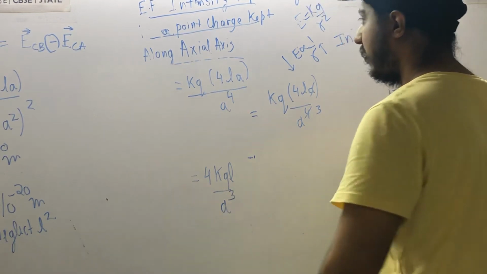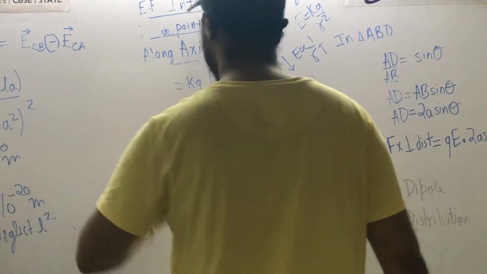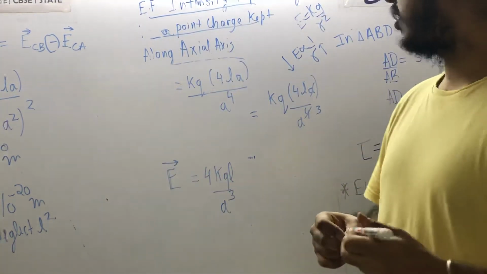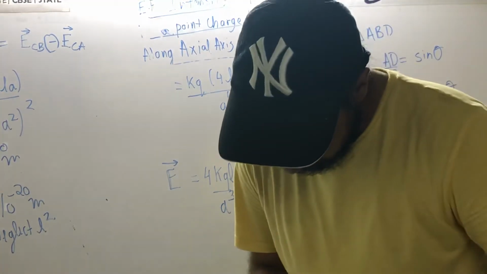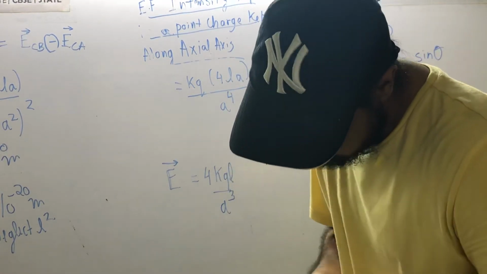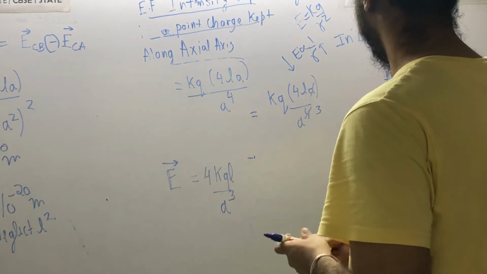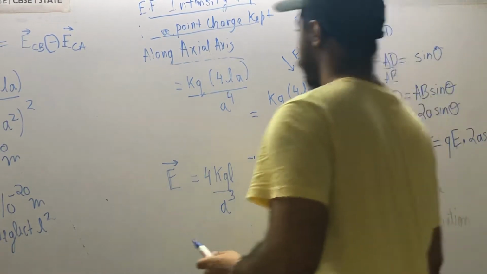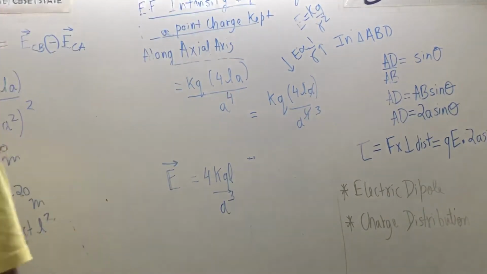Okay, so this is the equation for electric field intensity due to a charge that is kept along the axial axis. Okay, now let's go forward. Now we will do the electric field intensity that is experienced. Okay, I will drop this.